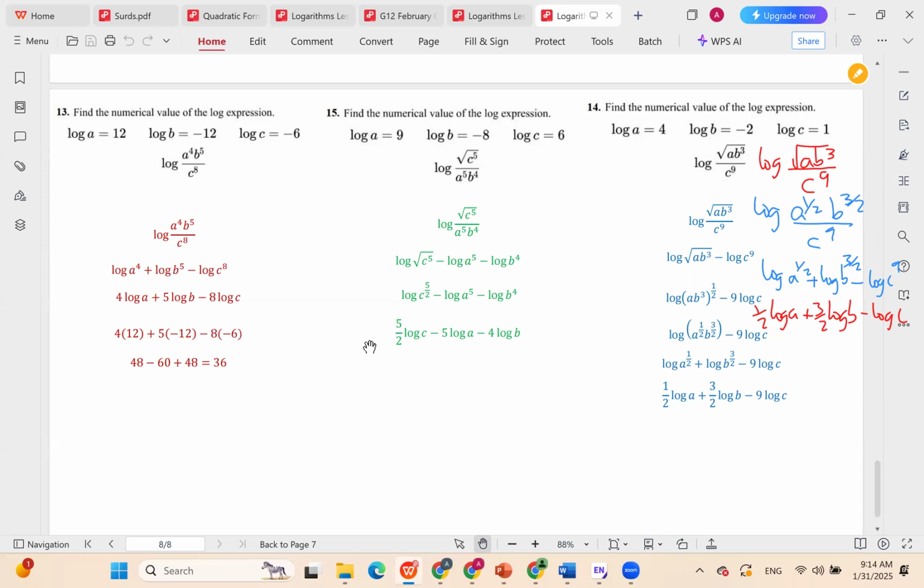Excuse me, minus 9 log C. I didn't see that there. So we plug in the values. We have half multiplied by 4 plus 3 over 2 multiplied by negative 2 minus 9 multiplied by 1. And we can compute. We get 2 minus 3 minus 9, which is negative 10. So the final answer is negative 10.